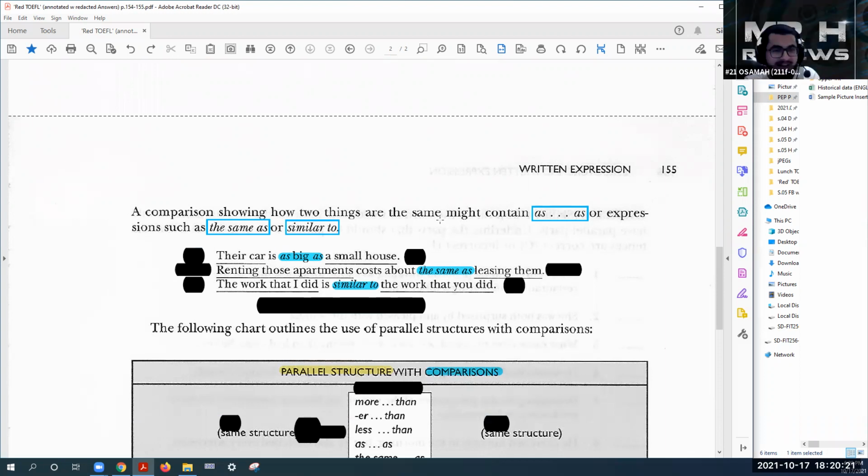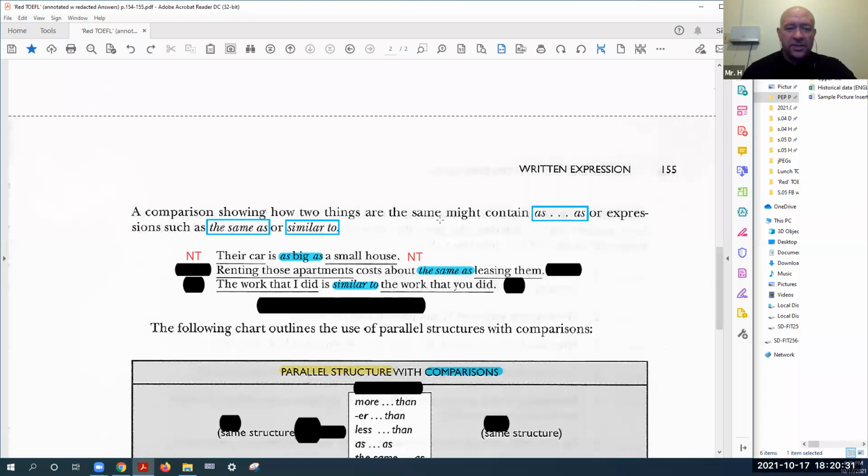Left structure. Their car. What is it? It's a noun thing. Yes. And also the right. Small house, another noun thing. Good, good. Al-Harbi. Next example.